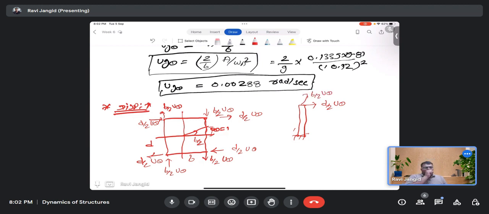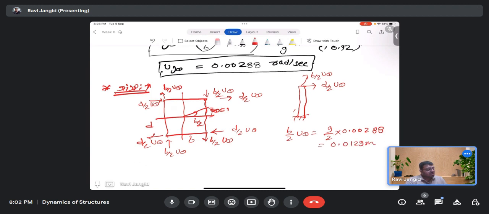So find out that. b by 2 u theta is 9 by 2 into 0.00288. So that will be coming out to be 0.0129 meter, and d by 2 u theta is coming out to be 6 by 2 into 0.00288. So that will be coming out to be 0.00865 meter. So that is the displacement.